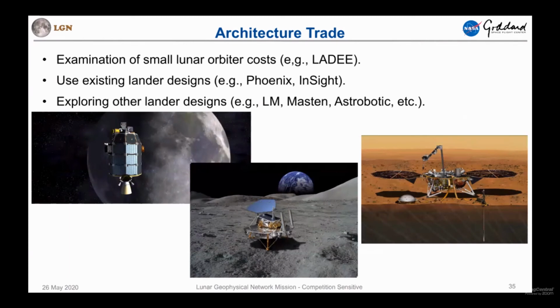We've also looked at existing lander designs. For example, InSight is a great example, and also Phoenix, because InSight's based upon the Phoenix lander. And then we can explore other lander designs, such as Lockheed Martin's, which can be developed into an LGN node for that mission. So we know that a new build is possible, but we probably won't get the 4 landers if we go as is. But that to me is a requirement. More work needs to be done. Any questions?